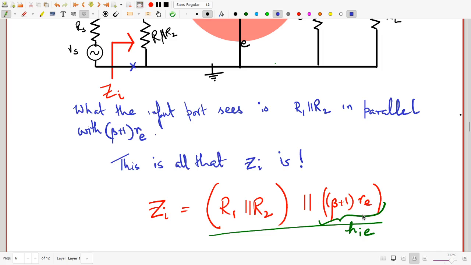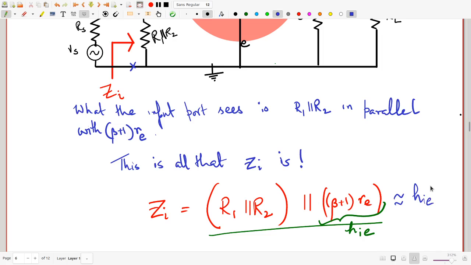Well, just a word about the typical sizes involved. Typically in most circuits R1, R2 would be tens of kilo ohms, whereas HIE, beta plus 1 RE, would be of the order of a kilo ohm or so. Just to remind you, RE is a diode resistance effectively, so it's of the order of 26 millivolts divided by the bias current, capital I. So capital I is of the order of a few milliamperes, small RE is of the order of tens of ohms, but beta is of the order of 100, so HIE, the product of beta plus 1 times RE, works out to be around a kilo ohm or so. So in most cases, if you put a kilo ohm in parallel with R1, R2, which are of the order of tens of kilo ohms, you would end up approximately getting HIE again. Though this is not exact, approximately this is the same as HIE.